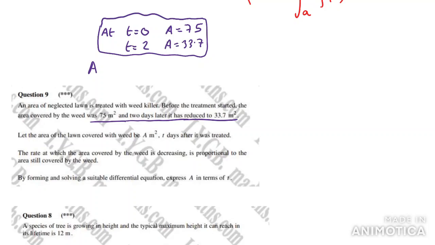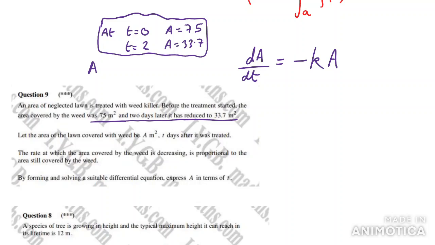Let the area of the lawn covered with weed be A. Okay, well, we've done that. T days after it was treated. The rate at which the area covered by the weed is decreasing. Okay, so dA dt. It's really just an exercise in translation. dA dt, that's the rate at which the area of the lawn is changing, is decreasing. So we know it's getting smaller, so it has to be minus. We need that minus sign. Don't forget that. If it's decreasing, it's minus. If it's increasing, it's plus. Is proportional to, so we can say equals minus k, where k is a constant. The area still covered by the weed. Well, in other words, minus kA. Hopefully that should make sense.